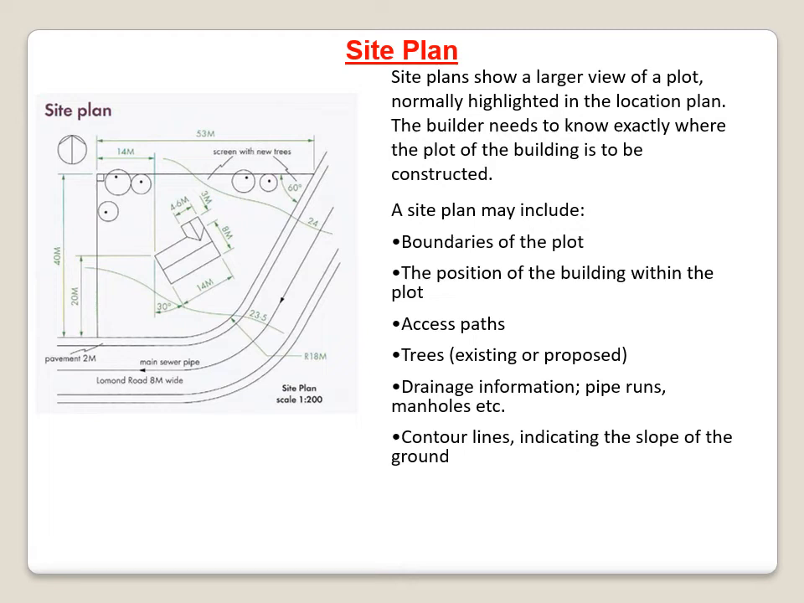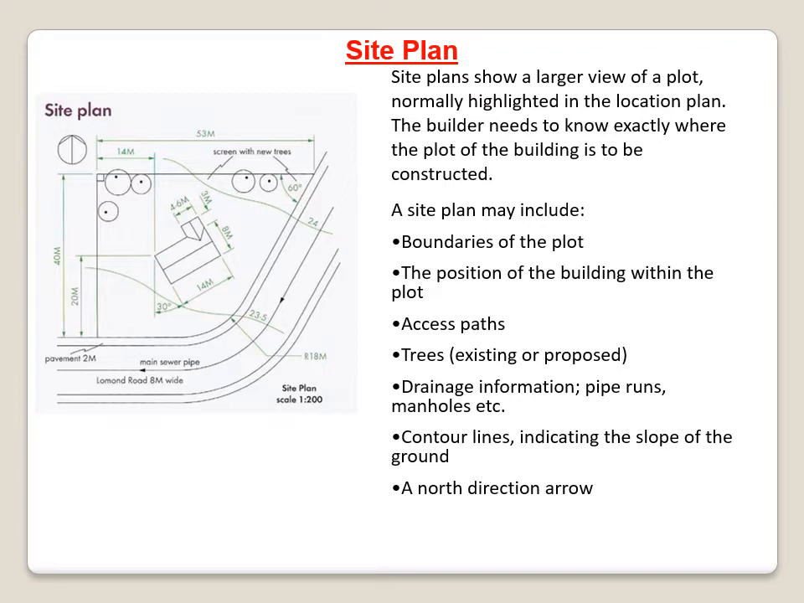So you can see that the slope is running from the back of the house down towards the front of the house. There's a slight slope in this one. So contour lines, sometimes they're red on a site plan, but they're normally wavy lines with a number attached.